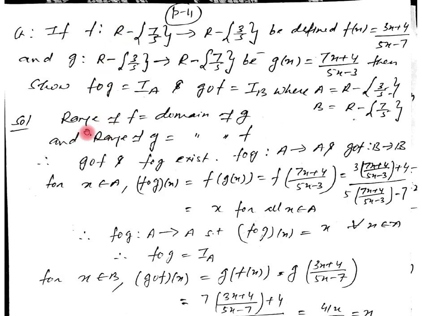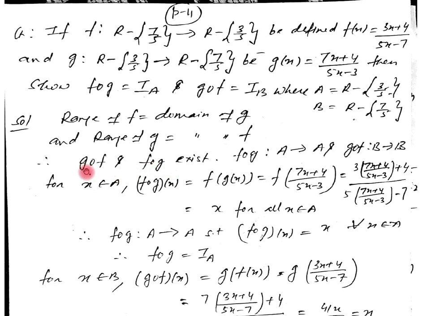The range of the function f is equal to domain of g. We can say range of the function f is equal to domain of g, because these two are equal. And range of g, if we are defining composition f of g, then we can say that the range of g is equal to domain of f. So we can say g composition f and f composition g exist by definition.